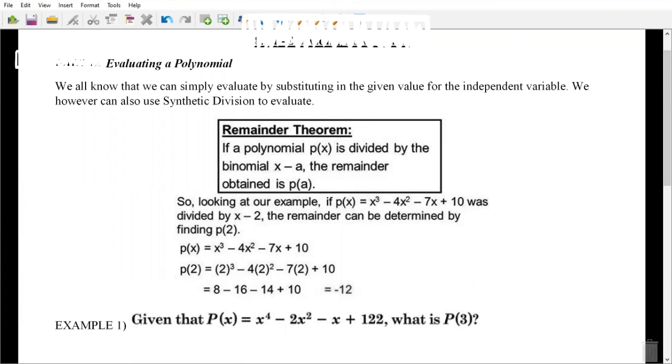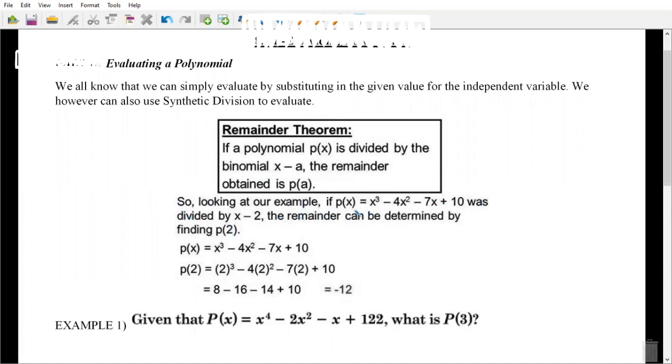Okay, the remainder theorem is if a polynomial, p of x, is divided by a binomial, x minus a, then the remainder obtained is p of a. So the remainder obtained is the value as if you took a and substituted into the polynomial equation. So we're going to look at this completed example.